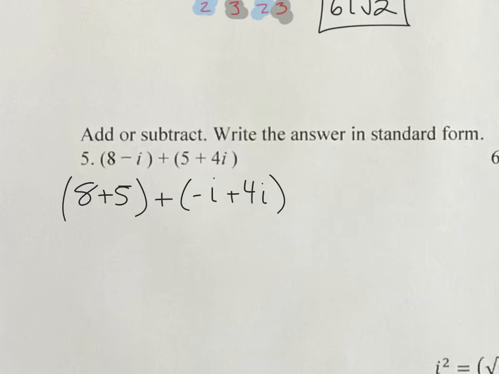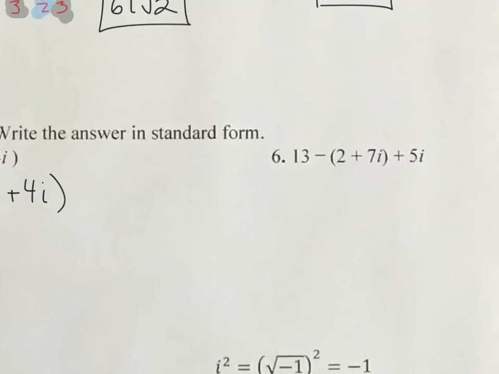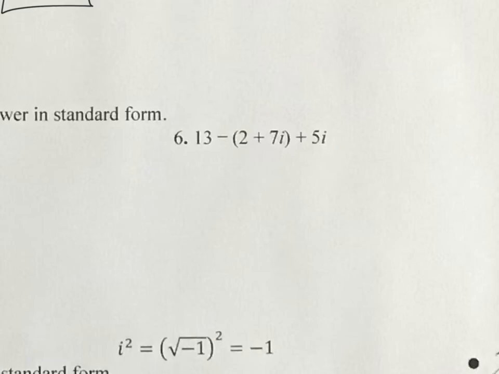Now, 8 plus 5 gives me a 13, and then negative i plus 4i gives me a 3i. So this right here, guys, is the answer to number 5, just combining like terms, just like that. Now over here, we have the same thing. What you're noticing here, though, is there's a negative on the outside of the parentheses. You have to be careful.